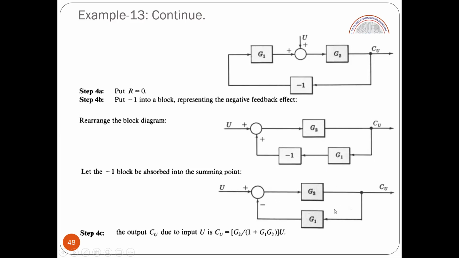So how to simplify this? We all know that it is forward path gain divided by 1 with the opposite sign, that is plus forward path gain into feedback path gain. So you will get the output C. How can I write it? G2 divided by 1 plus G1 G2 into U, because I am giving a direct expression for the output for the input U. So I have to take the input here, that is U.